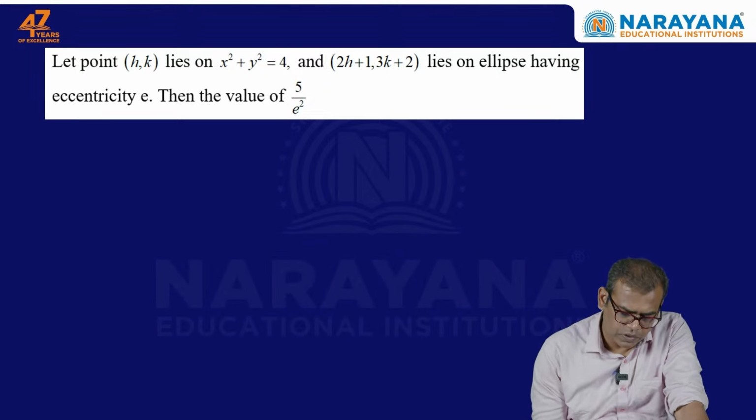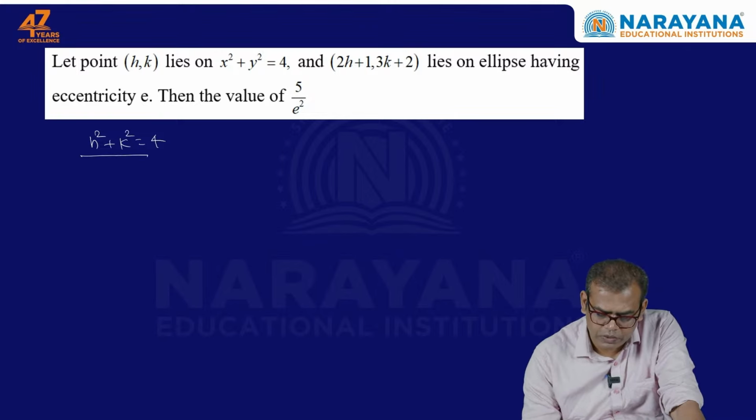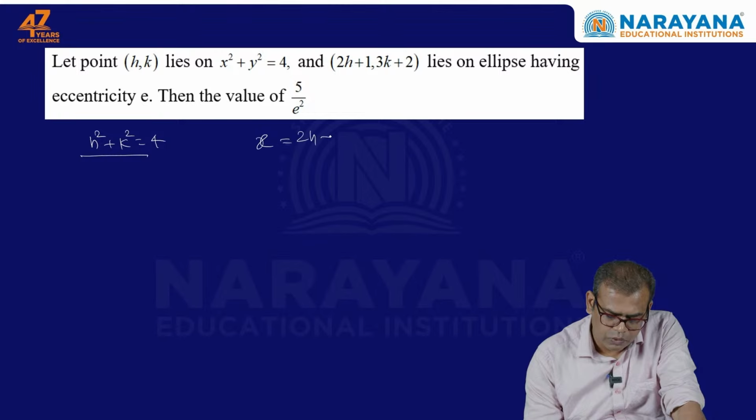x square plus y square is equal to 4 is the standard equation of a circle. So write the relation h square plus k square is equal to 4, and another point, 2h plus 1 comma 3k plus 2, lies on the ellipse. So write the locus of this point. So x is equal to 2h plus 1 and y is equal to 3k plus 2. So establish the relation between h and k.